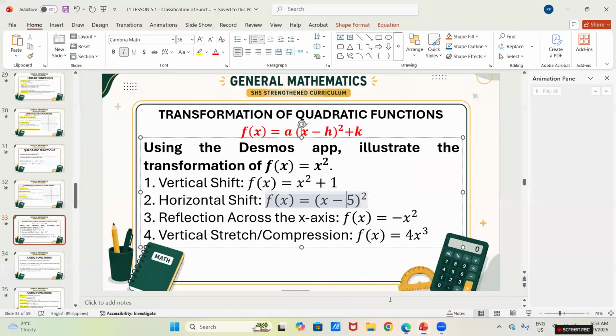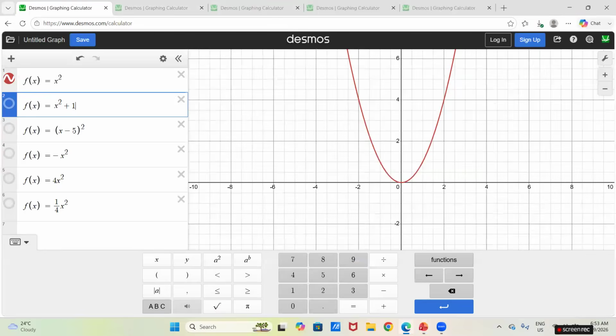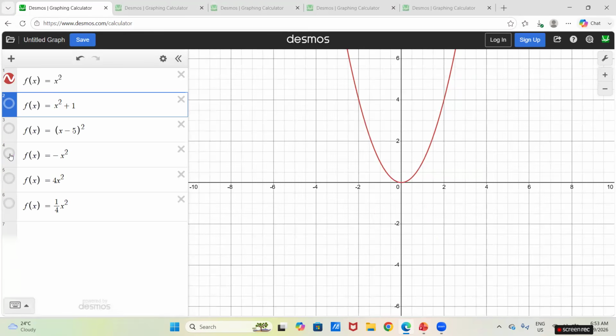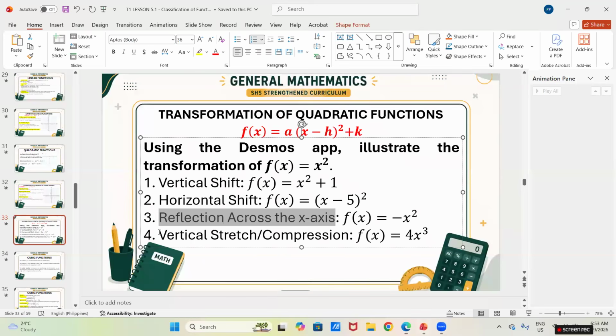Now, look at another transformation. There will be a reflection across the x-axis when we put a negative sign on this part. Look at the red one and let us show the reflection. Did it reflect downward? Yes.